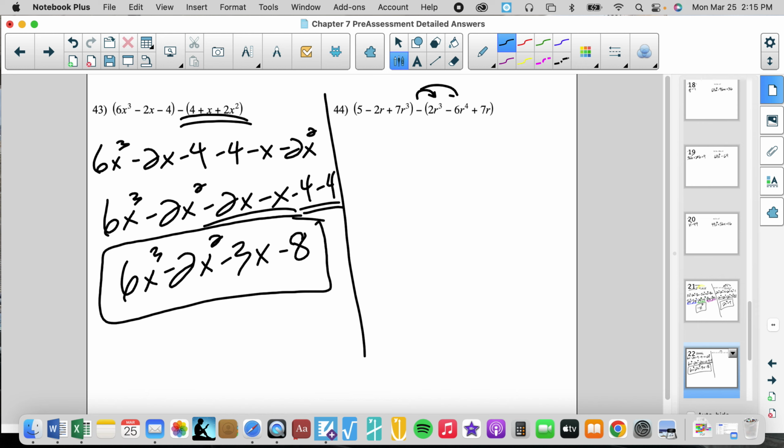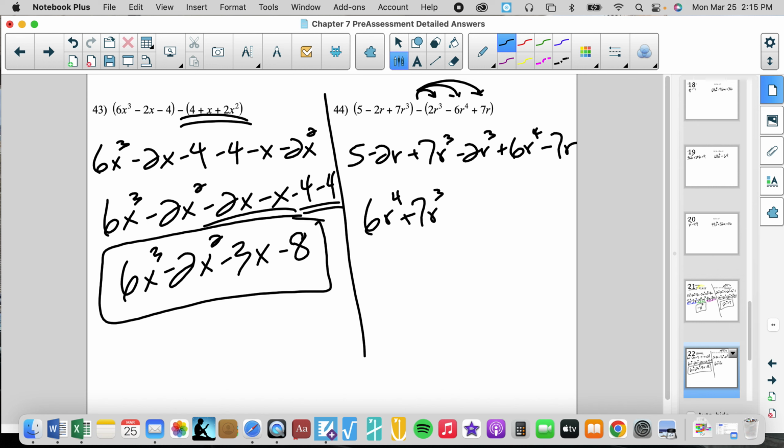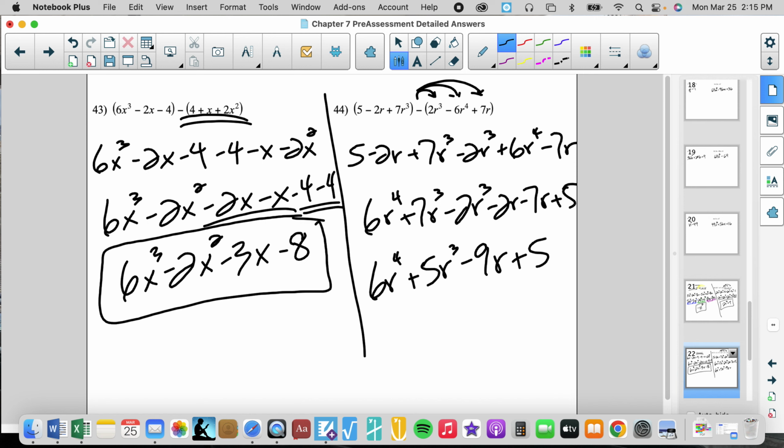Same thing. I have to distribute that negative into there, changing the signs. 5 minus 2r plus 7r to the third minus 2r to the third plus 6r to the fourth minus 7r. Let's put them in descending order. 6r to the fourth plus 7r to the third minus 2r to the third minus 2r minus 7r plus 5. No other constants. No pair for the 6r to the fourth. You get plus 5r to the third. You get minus 9r plus 5.